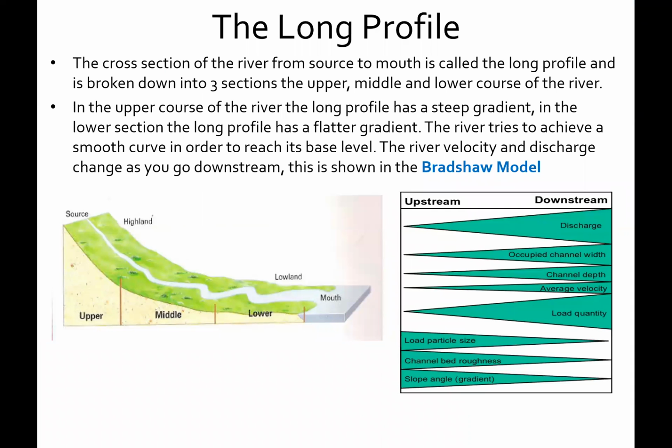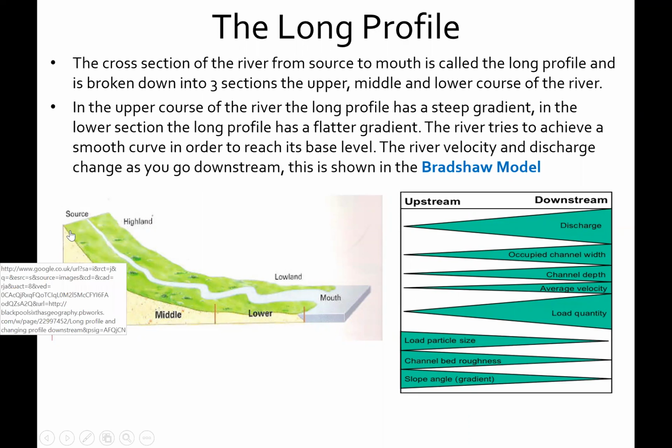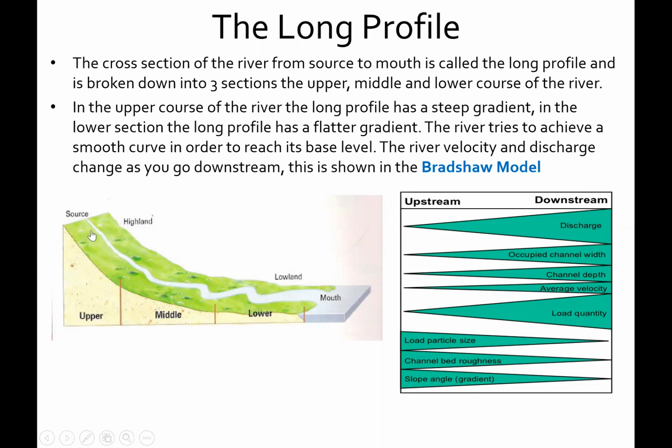So we'll start by looking at the long profile, and this is basically a kind of graph that shows you how the river changes from its source to its end. If we look at this diagram here, we can see this is the start of the river. It's where the land is high, so it's usually up in the mountains, up in the hills. It has quite a steep gradient. The land itself is steep, and we call that the upper course.